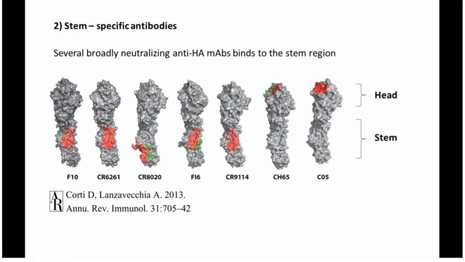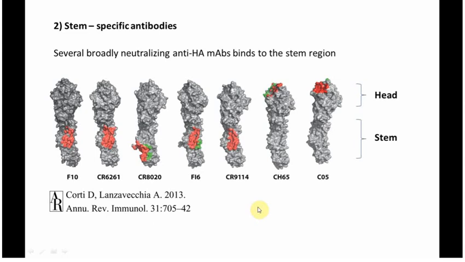Now, another kind of approach is to try and look for antibodies that bind somewhere on the hemagglutinin, but not on the head group. And this is from a review by Antonio Lanzavecchia, published in 2013. So there has been considerable effort to try and define monoclonal antibodies against the hemagglutinin protein that have a broadly neutralizing activity. That is, they can neutralize many different strains of influenza virus.